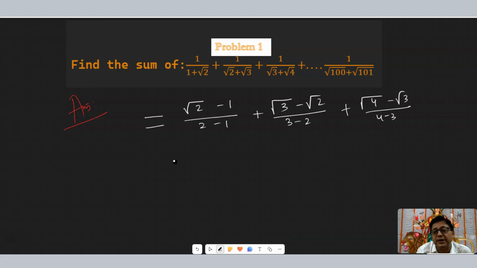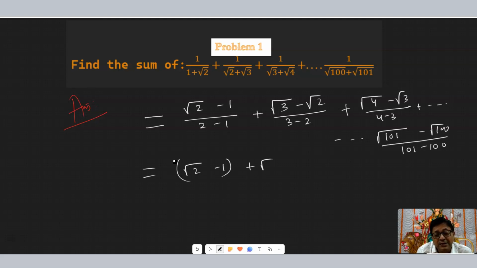Here it is 4 minus 3. This way, if you continue, the last one is going to be root 101 minus root 100 by 101 minus 100. So 1 is common to each factor. And you can see that this is a perfect telescoping series, and the way it is given, we need not write the general term. It is quite obvious which is going to remain after cancellation of terms. That is root 101 minus 100.